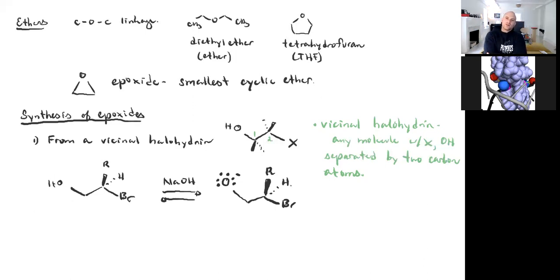And then that species can attack the carbon-bromine bond. It's just like an intermolecular SN2 displacement in the sense that you need to have backside attack of the oxygen. And so we're going to come in from the back and cleave the carbon-bromine bond, kick out Br minus, and that will form our epoxide.